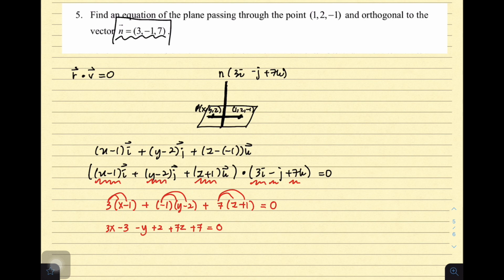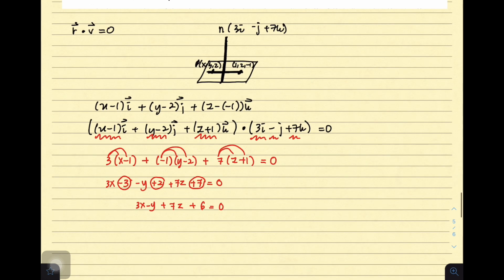Okay, so you have here -3 plus with 2 will be -1. -1 plus with 7 will give you 6. So what you have here is 3x minus y plus 7z plus 6 is equal to 0. Okay, so you can leave your answer here, or you can bring the +6 to the right. So you have here 3x minus y plus 7z equal to -6. So inilah dia equation of plane. Okay, so ini adalah equation of plane.